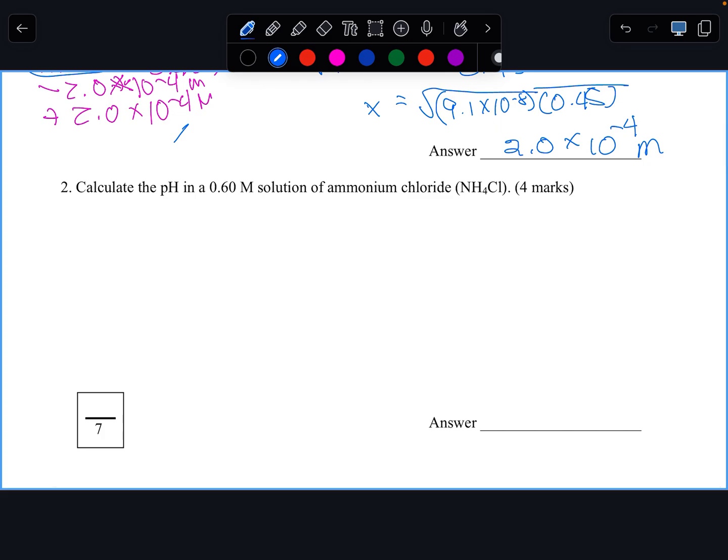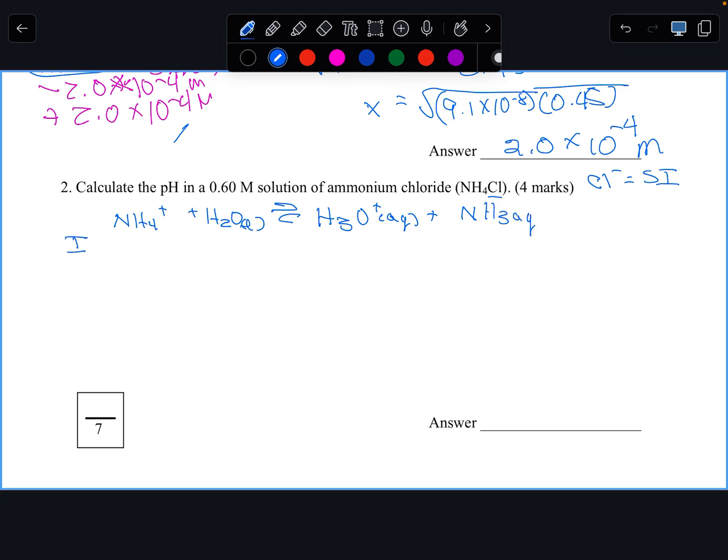Okay, our next problem is not much different than this. We are going to be working with ammonium chloride. Now, interesting here, my chloride is a spectator ion, so I'm going to ignore it. So as I'm making my equation here, I can see that I've got NH4 plus, plus water, which we'll leave out because it's a liquid. And that will form H3O plus and NH3.